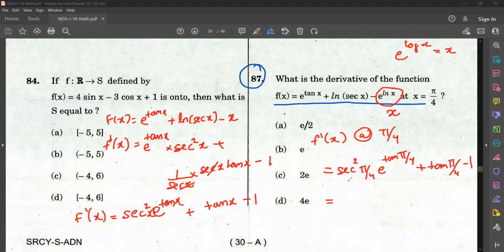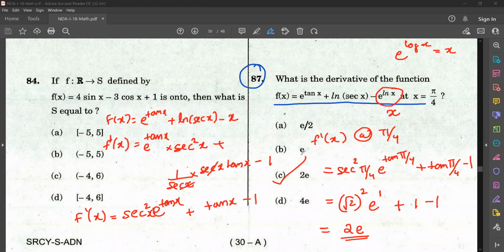What is sec pi by 4? Sec pi by 4 is root 2. So root 2 square e raised to tan pi by 4, which is 1, plus tan pi by 4, 1, minus 1, isn't it? So that is 2e plus 0, that is 2e. Option C, 2e. Very direct, only you have to take the derivative carefully.